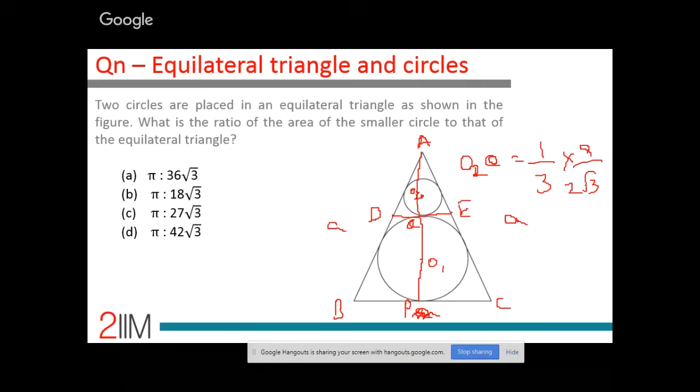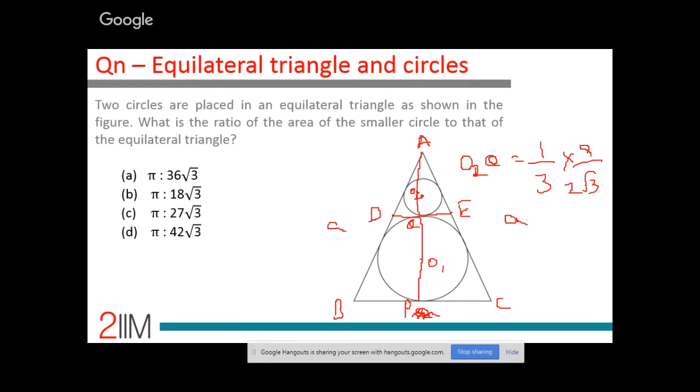AQ is the altitude for the smaller equilateral triangle. It's not just the altitude, it's also the median. O2 is the centroid for that triangle, because the circumcenter and incenter coincide in an equilateral triangle. So O2 divides AQ in the ratio 2:1, or O2Q is 1/3 of AQ. We know AQ is A by 2 root 3. O2Q is 1/3 of A by 2 root 3. So we've got the radius in terms of A. Then finding the area is simple. Pi r squared is the area, root 3 by 4 A squared is the area. Then find the ratio, simplify all of that.